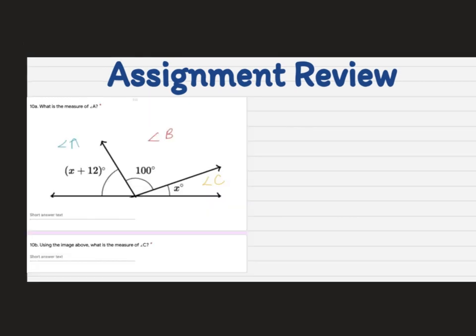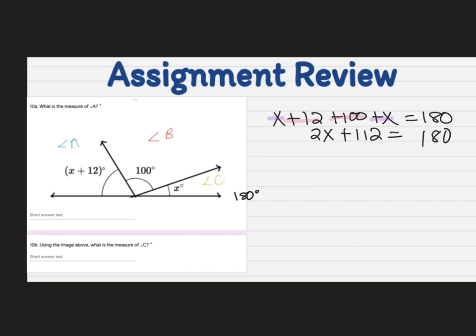Right, and lastly, 10a says what is the measure of angle A? So we have a supplementary angle here because we have that straight line at the bottom. And that tells us that it's 180 degrees. So I'm going to set up my equation. Now I'm going to combine like terms. Once I combine, I'm going to get 2x plus 112 equals 180. And then I need to solve, so I'm going to subtract 112 on both sides. So that leaves me with 2x equals 68. And I divide both sides by 2. And I'm left with x equals 34.